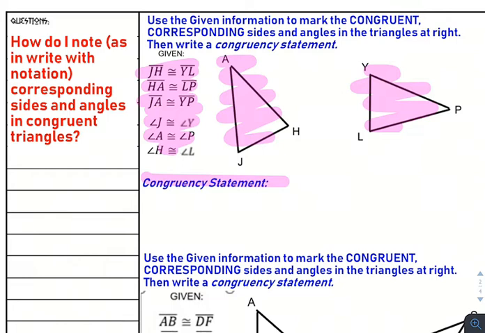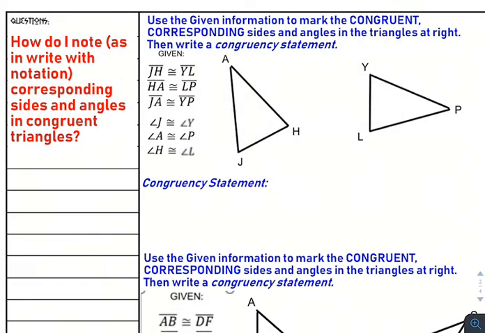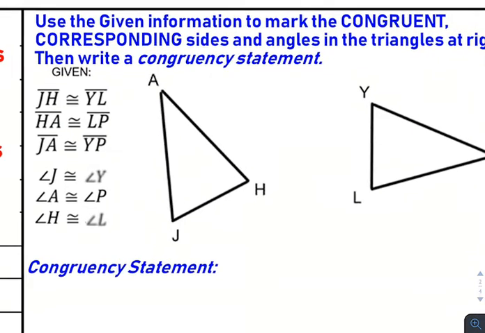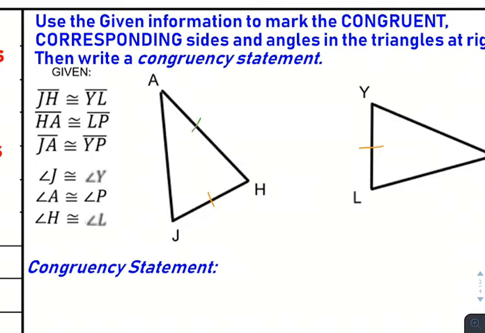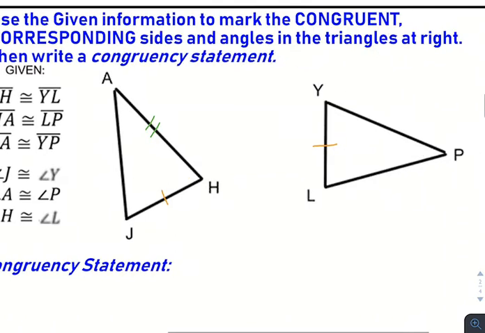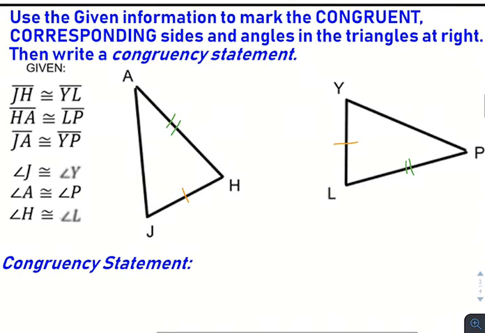Okay, so hopefully this is me welcoming you back after you practice, just to confirm your answer. So let's get to it. JH and YL had to be congruent, so we have to find JH, and I'll mark it with a single tick mark, and we have to match that with YL. That's going to be on the left. HA matches with LP, so matches on the bottom. And then we have JA right here, 1, 2, 3, matches with YP, 1, 2, 3.